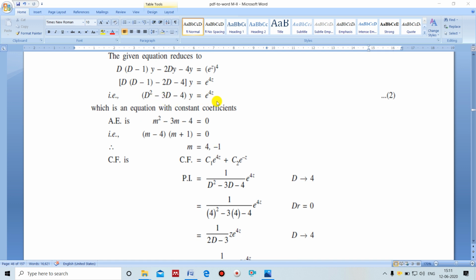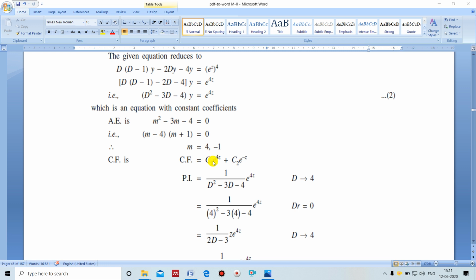It is non-homogeneous. Find the roots as well as the particular integral. So e^(4z) means it is type 1. So for this particular type 1, first find the complementary function. Therefore the auxiliary equation is m² - 3m - 4 = 0. Therefore roots are 4, -1.